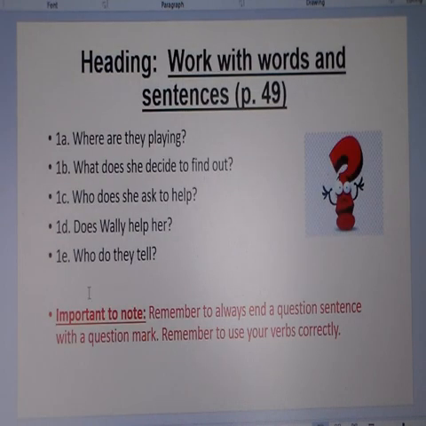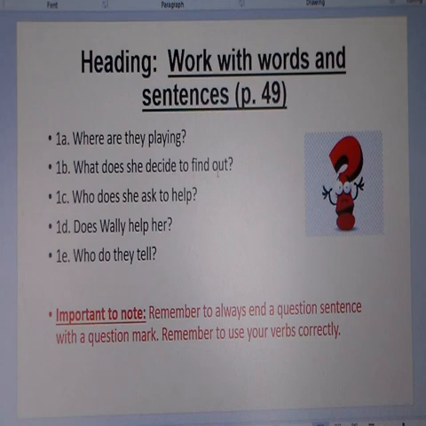Moving on to our next heading, work with words and sentences on page 49. They've given you answers in that table and you had to make question sentences. Now what I first want to tell you, remember to always end a question sentence with a question mark. That's very important. Please remember your punctuation. And then remember the verbs change. So if it says she decides to do something, then when you ask the question, it is what does she decide to do? Then your S is in the word does, in that verb, and decide, you drop the S.